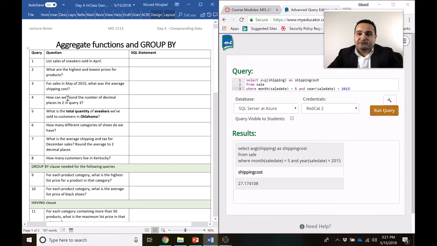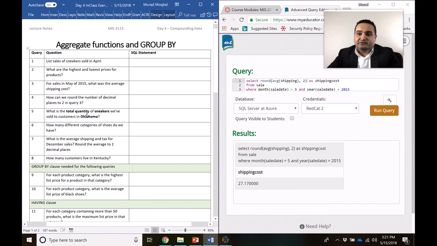So now the question is, how can we round instead of having all those decimals? Can we round it to only 2 decimal points? Yes, we can do that. So I will just say round, and then I will put a comma here and say, let's say 2 decimal points. Now I have rounded it to 2 decimal points.